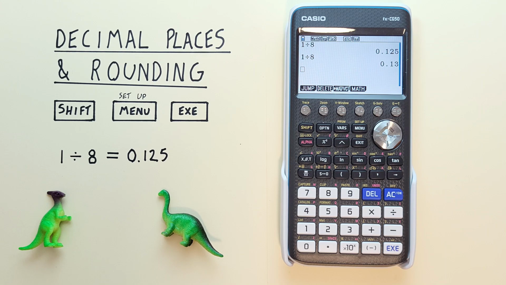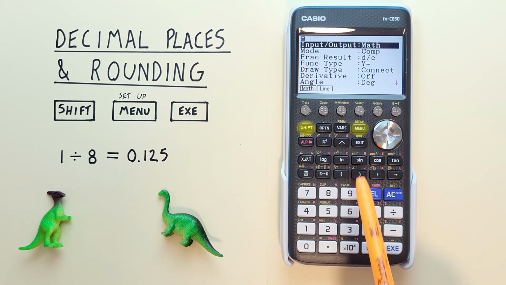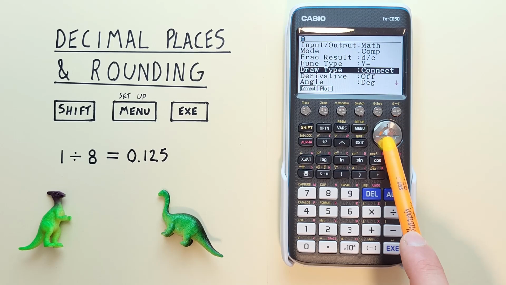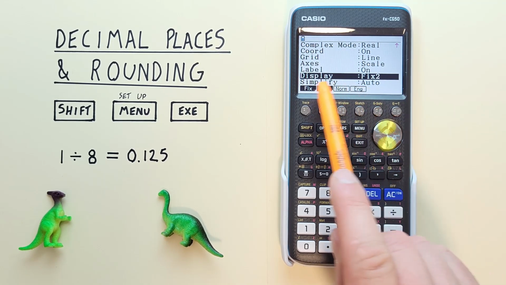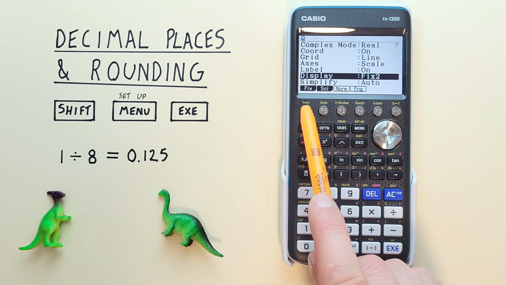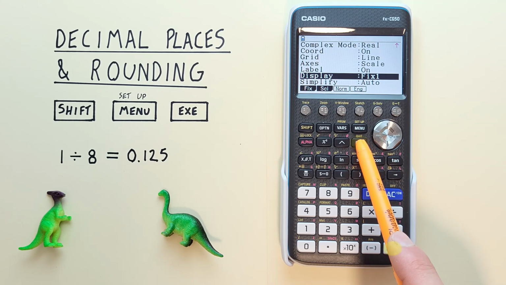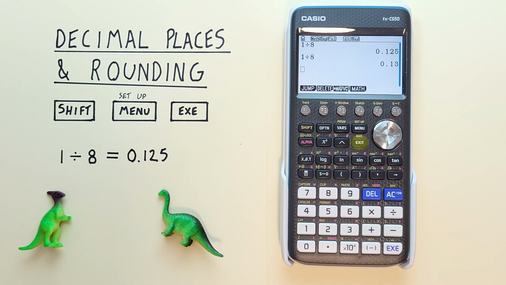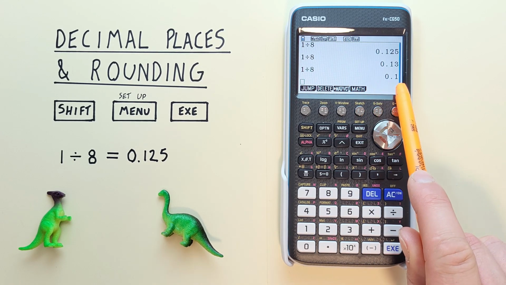If we want to get 1 decimal place, again, we can go Shift, Menu, scroll down until we see display, hit Fix again, choose 1, exe, and exit. And again, if we go 1 divided by 8, our result has now been rounded to 0.1.